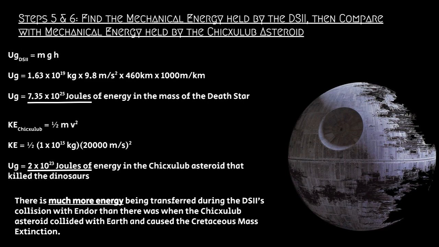For reference, we can find the mechanical energy of the Chicxulub asteroid, which caused the Cretaceous extinction and killed the dinosaurs, by calculating its kinetic energy from known measurements. Its energy is about 2 times 10 to the 23rd joules that was transferred into the Earth. The Death Star 2 transfers about 400 times as much energy as the asteroid that killed the dinosaurs.